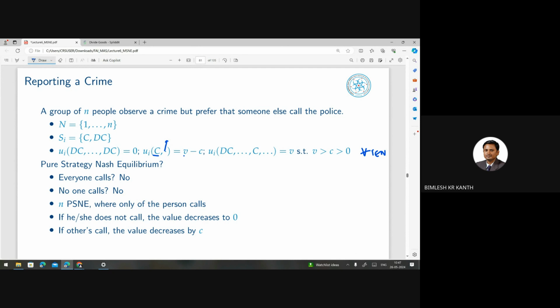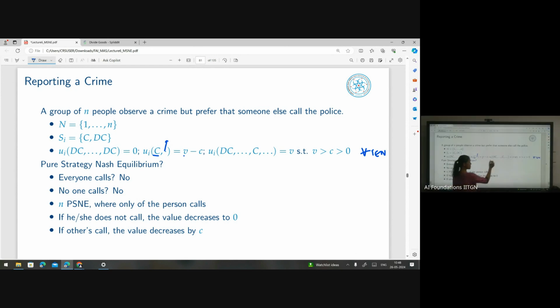Correct. Yeah, many stories can be built around this. And then the strategy of U_i, the other one, when everybody is not calling and only the ith person is calling, in that case, the value is V. No. When I am not calling, the value is V as long as the police is informed, right? So the idea is one of the agents has called, so the police is informed and I'm getting a value V. And I don't incur the cost because I'm the one not making the call. So I don't call, but somebody else has called, so I'm getting a value V.